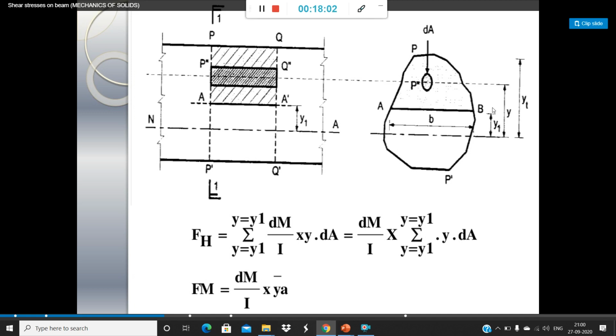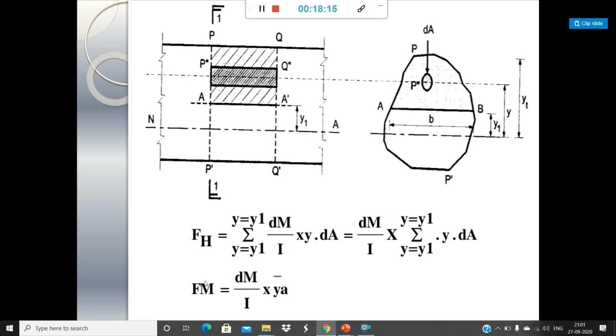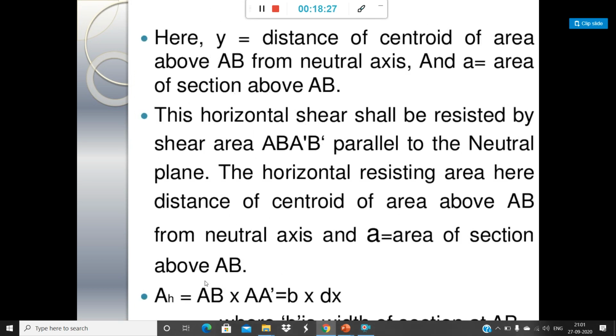Now from y1 to yt, at this position the total unbalanced force will be dM by I into A y bar, that is the area times the centroid distance. So now horizontal shear stress shall be resisted by shear area parallel to the neutral plane, and the horizontal resisting area will be, with y bar the distance of the centroid of the area above AB from the neutral axis, and A the area of the section above AB. So AH is equal to B into dx.